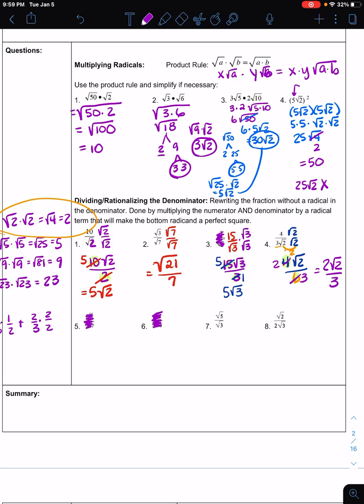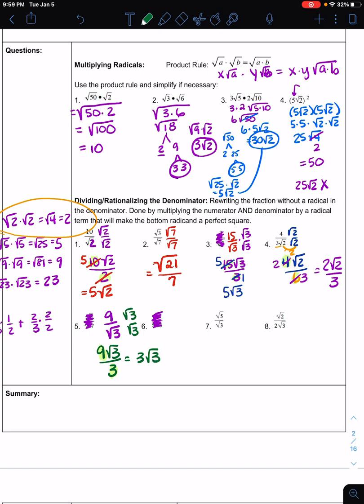Let's do, how about we make up this one, 9 over root 3. So think ahead. What should you do? We need to get rid of the radical in the denominator, so we do root 3 over root 3. So 9 times root 3 over root 3 times root 3 is 3. Again, always double check. 9 over 3 is 3. 3 root 3.